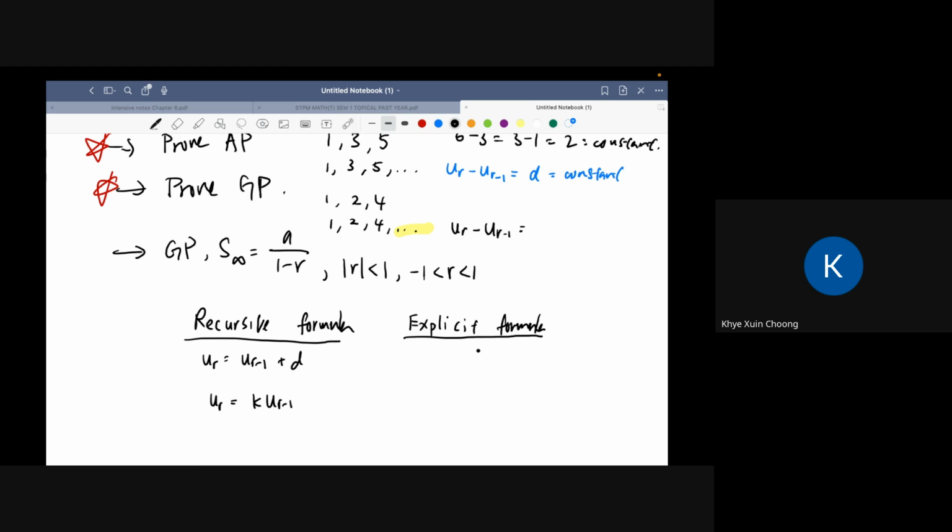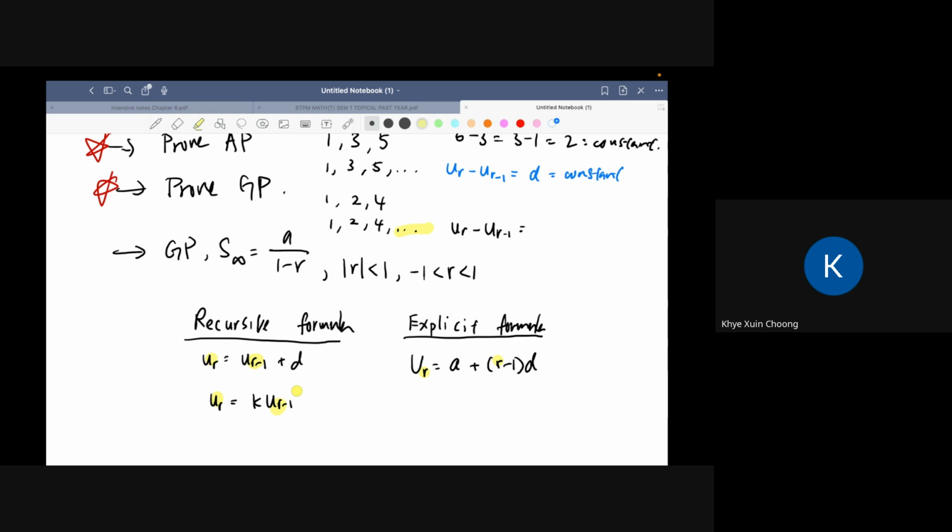Okay. So explicit formula is different. For explicit formula, the formula depends on the number of the terms. So for example, your formula for the arithmetic progression, a plus (r minus 1) d, right? So for explicit formula, it means that it is in terms of the number of terms, r.